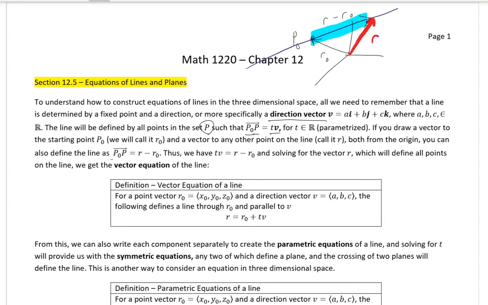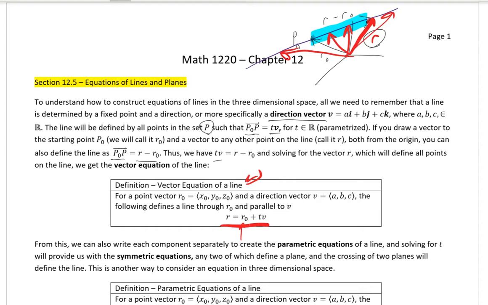And so if we set the vector from P sub 0 to P equal to R minus R sub 0, the vector that defines that, you can also set that equal to tV. Then solving for R, which is what we need, these different vectors that go up to this line, if we could define all those values R, then what we get is the vector equation of the line as R equals R sub 0, which is the point vector, the one that goes up to your initial point, plus tV. Where again, t is the parameter, and V is the vector itself. So that's one way of finding the vector equation of the line.